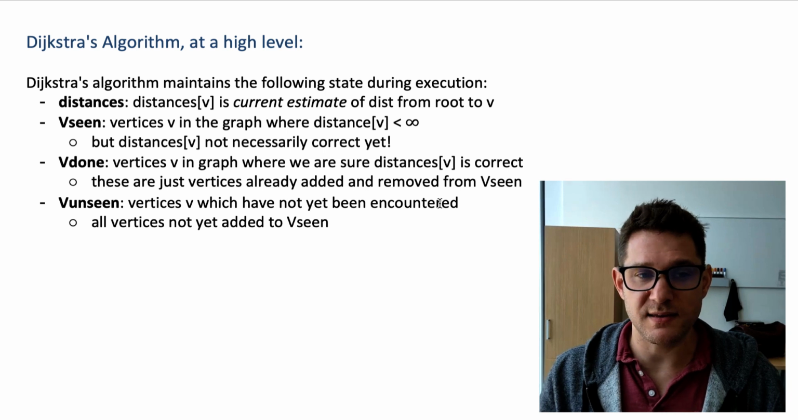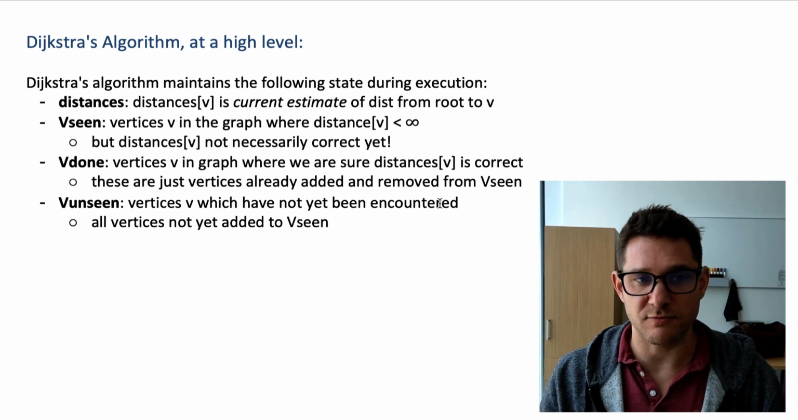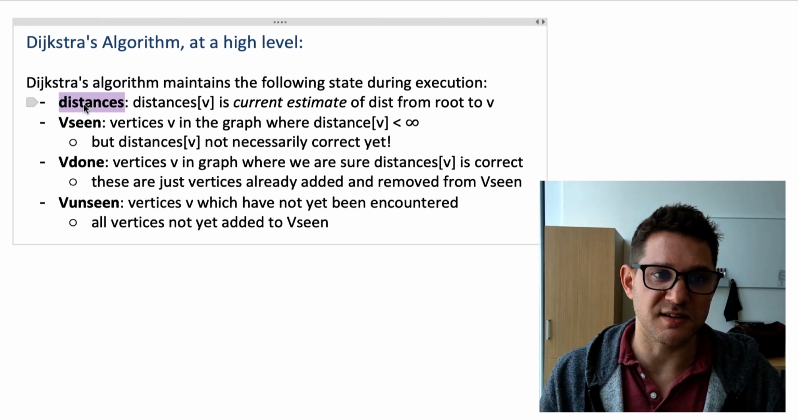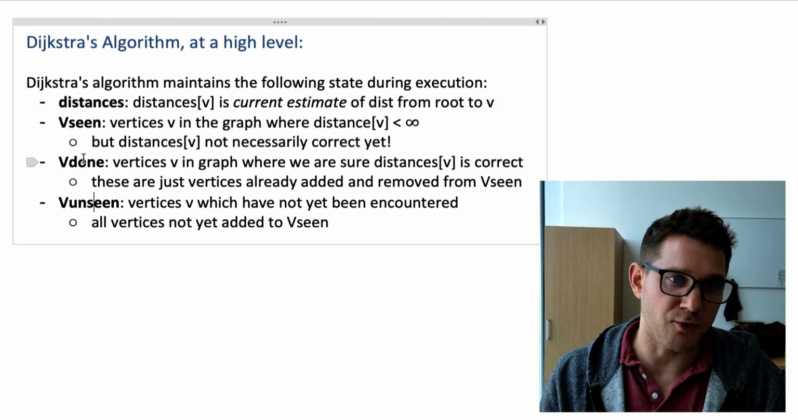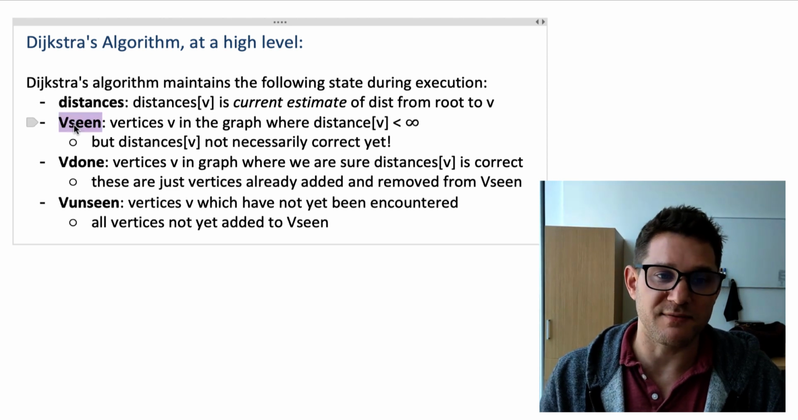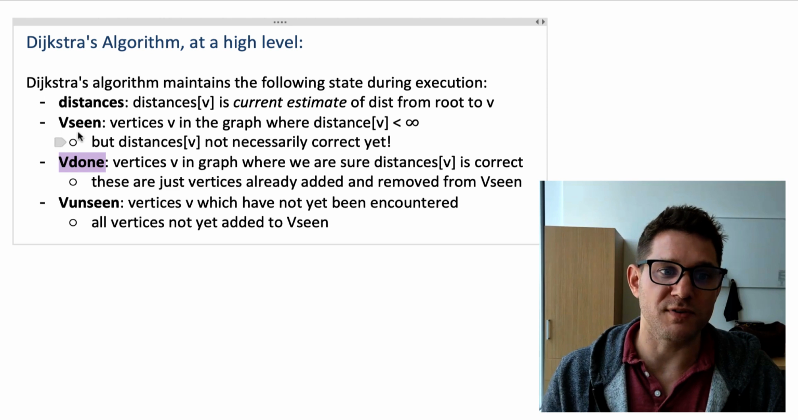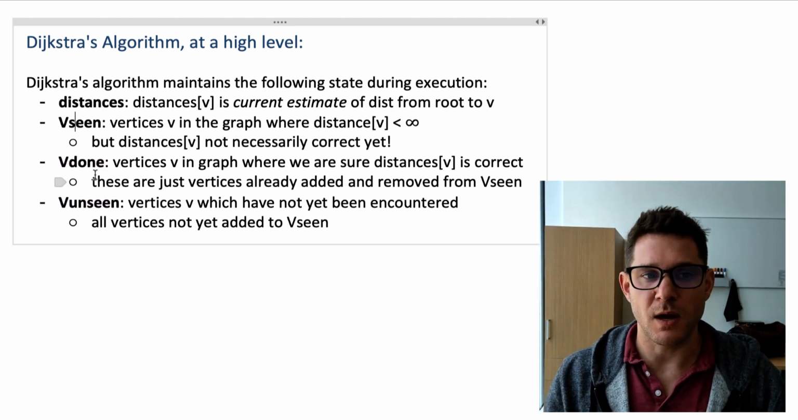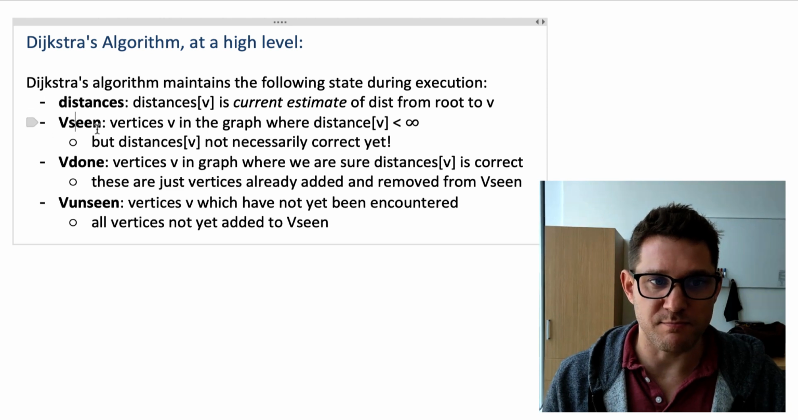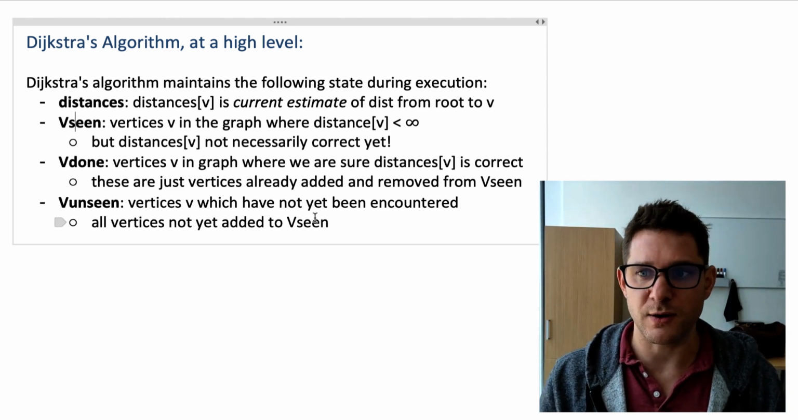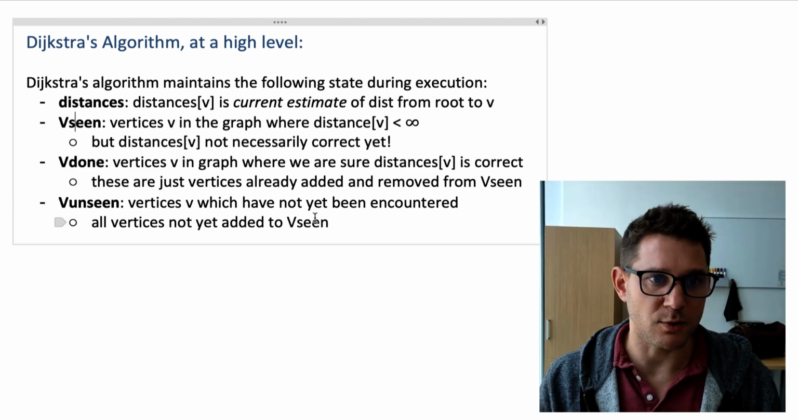So we're going to maintain these 4 different categories and 4 different data structures. Mostly we're going to use just distances and a V-seen heap. V-done and V-unseen will be inferred from the items that have either been added and removed from V-seen, that's V-done, or V-unseen, which are just the items that haven't been added to V-seen yet. So keep your eye out for primarily these 2 data structures right here. We should look at the code for this algorithm so we can see it up close.